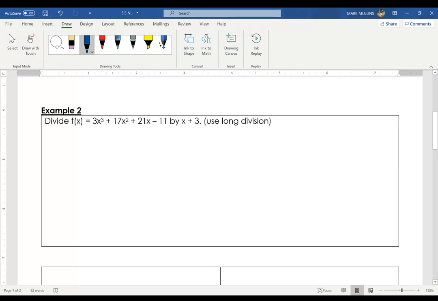So we're going to try a simpler one. This time we're only dividing by x plus 3. So I'm going to put the x plus 3 out here, and then inside, 3x cubed. We're dividing by something that's more simple, but because we're only dividing by an x plus 3, it's going to take more steps.